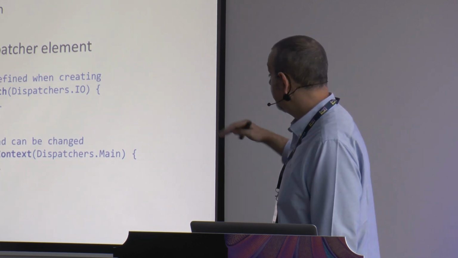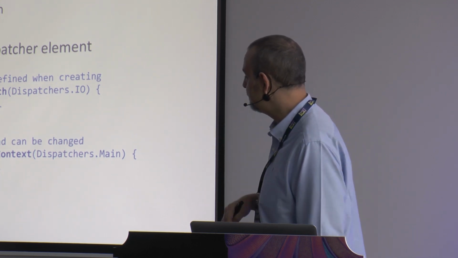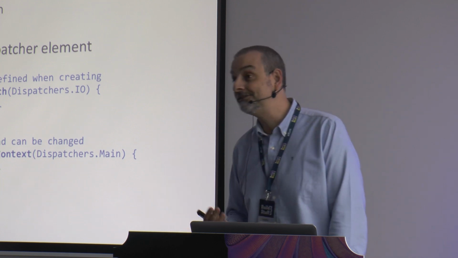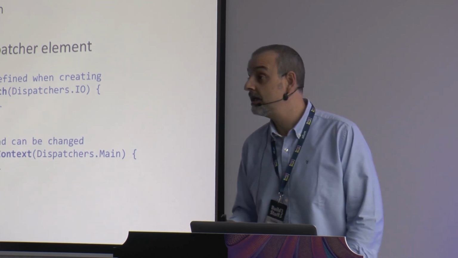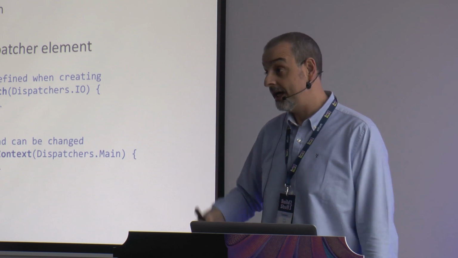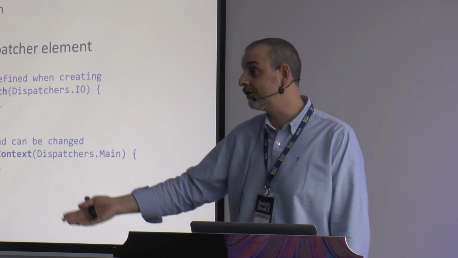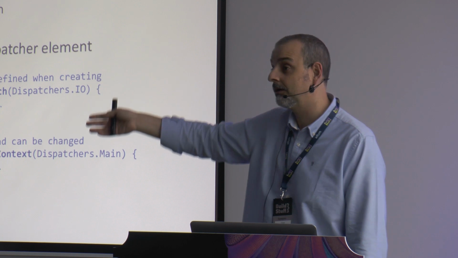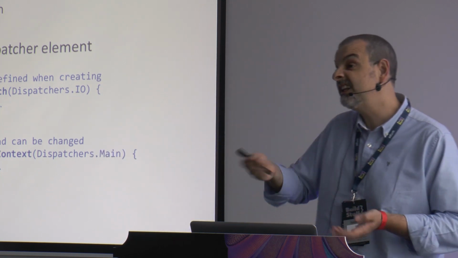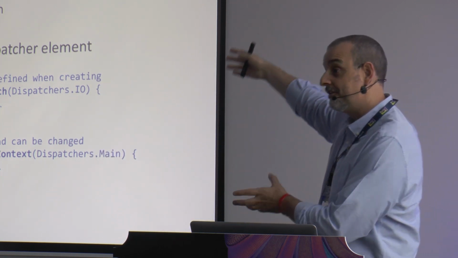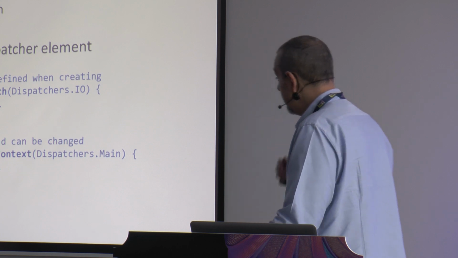As I've said, there is also an experimental dispatcher which is unconfined. It is very interesting. The unconfined dispatcher does not change the thread. So it executes the remainder of the coroutine in the thread that called the callback, which typically is a thread that comes from another place.